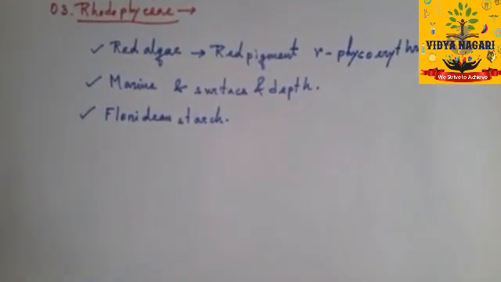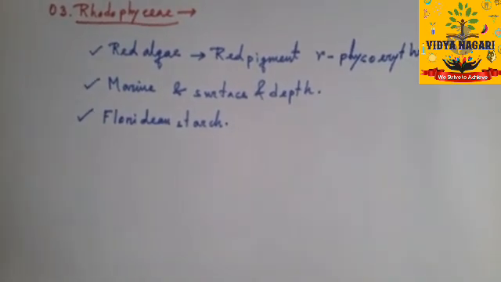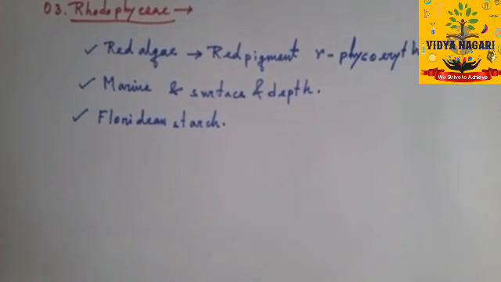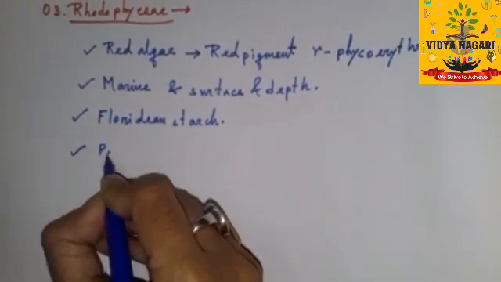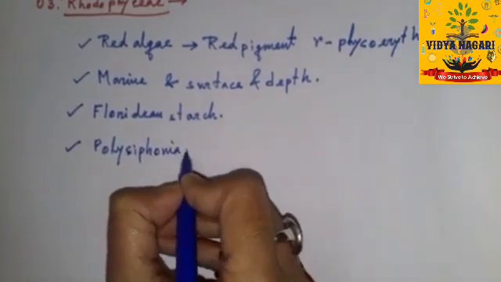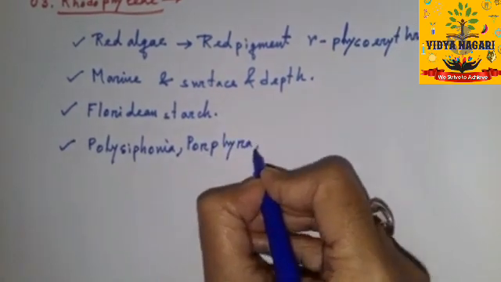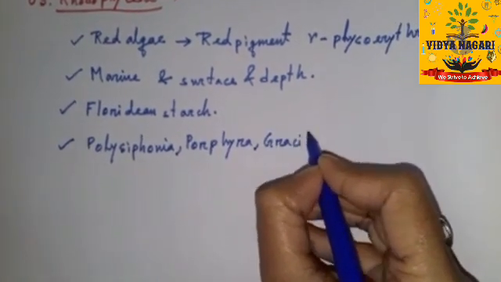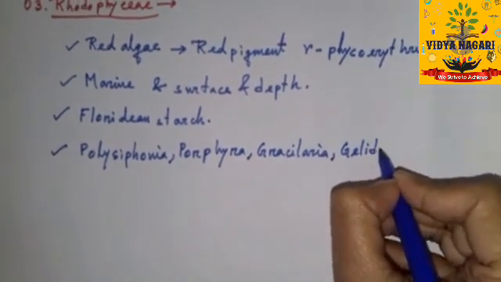They also reproduce by vegetative, asexual and sexual methods. In case of asexual methods, they have non-motile spores, and in case of sexual methods, they have non-motile gametes. And some examples of Rhodophyceae are Polysiphonia, Porphyra, Gracilaria, Gelidium, etc.